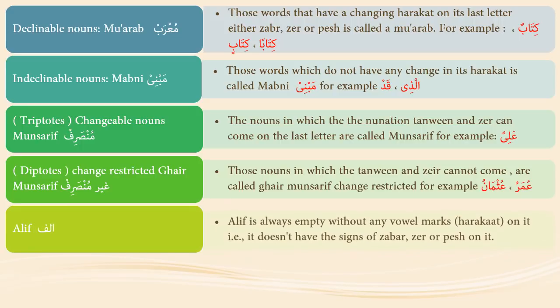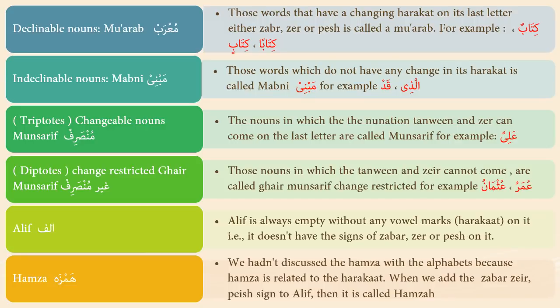Alif. Alif is always empty without any vowel marks, harakat, on it. That is, it doesn't have the signs of zabar, zair or pesh on it. Hamza. We hadn't discussed the hamza with the alphabets because hamza is related to the harakat. When we add the zabar, zair, pesh sign to alif, then it is called hamza.